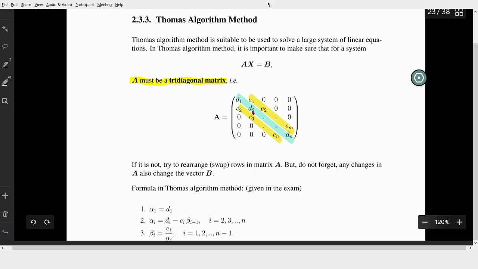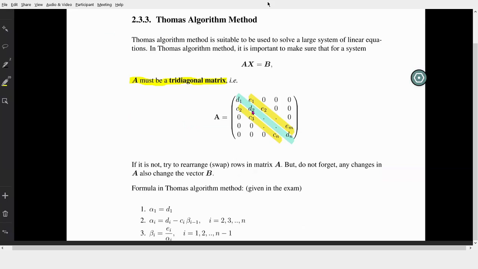So again, A must be a tridiagonal matrix. At the first place, you need to check: if the question asks for the Thomas algorithm, the first thing is to check whether A is tridiagonal or not. If it is not, first you need to try to rearrange it.